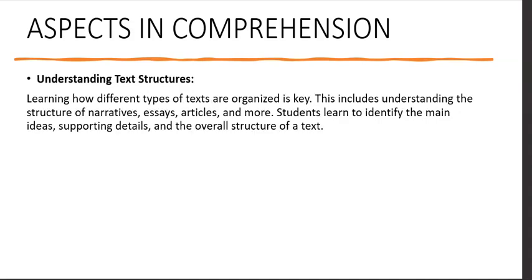Then the next aspect is understanding text structure. Learning how different types of text are organized is key. This includes understanding the structure of narratives, essays, articles, and more. Students learn to identify the main ideas, supporting details, and overall structure of a text. When you're reading, again, do not just read for the sake of reading, but understand your text. Understand, am I reading a narrative, or am I reading an essay? Am I reading an article, or am I just reading a book? So try to understand your text structure.